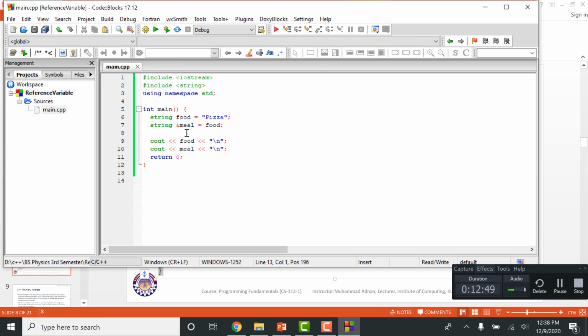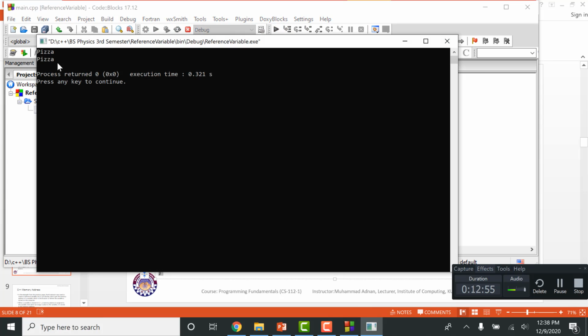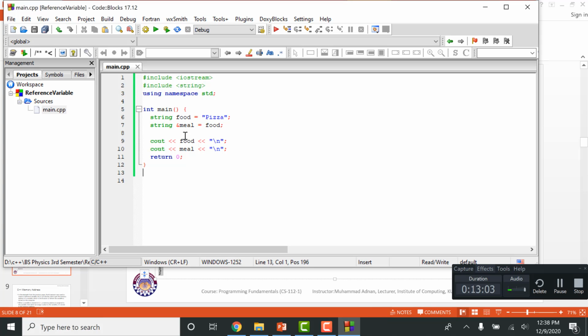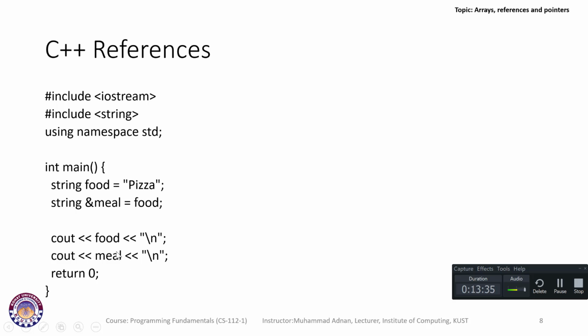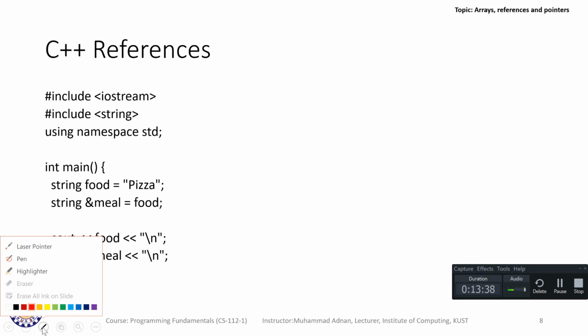Now the question is, what will be displayed when we execute these two statements, cout food and cout meal? So let me compile and run. You can see that pizza is displayed both times. Why? In the first case you just wrote the name of the variable, whereas in the second case you displayed meal, but meal now contains the address of food. So the compiler will go to the address that is inside the meal variable, and whatever is stored at that address, that value will be displayed. So meal has an address, remember. The compiler will go to that address. Let me show it to you diagrammatically.